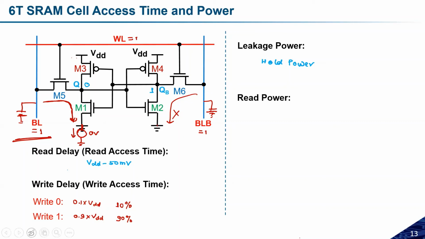Similarly, the third kind of power could be the write power. While writing, two transistors are in the on state, either this and this, or this and this one. Because we are writing the data, we have to use a similar kind of setup for the current flowing through these, right? So the write power can be calculated.